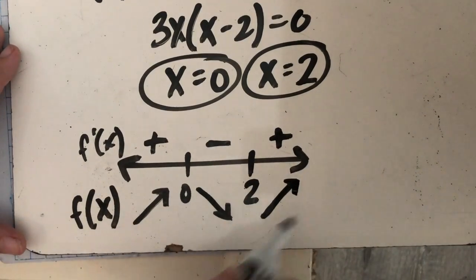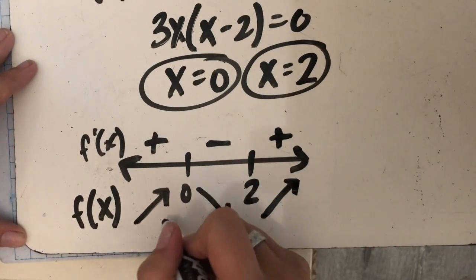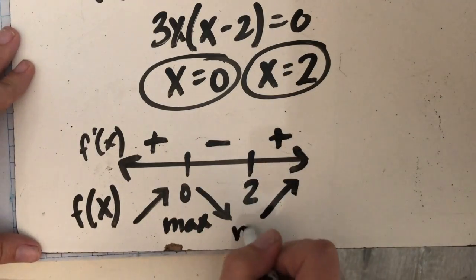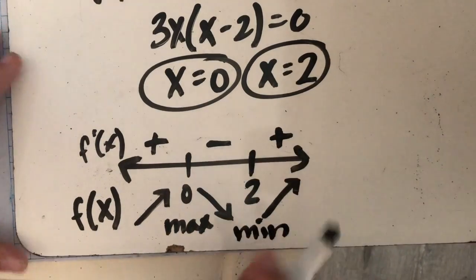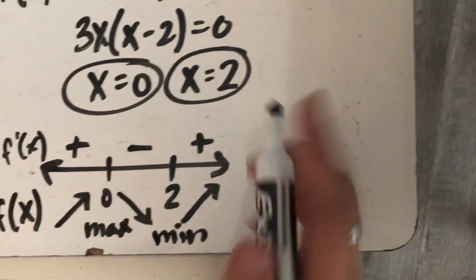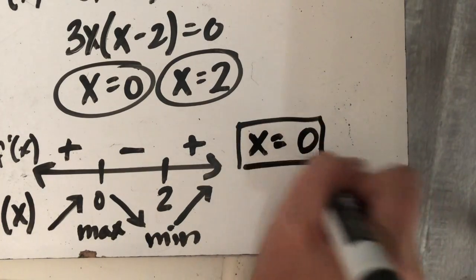So drawing this really helps us to see where we have minimums and maximums, right? Up here, we're going up to down, so we must have a maximum at 0. And then here, we're going down to up, so we must have a minimum, okay? The question asked us at what x value do we have a maximum? So all we have to do here is say that at x equals 0, we have a maximum there.